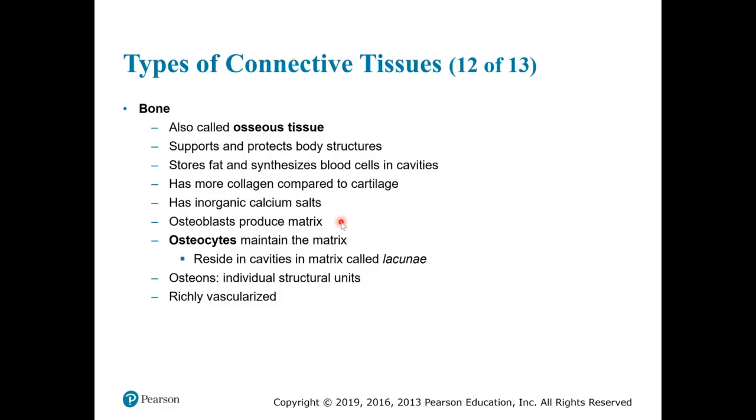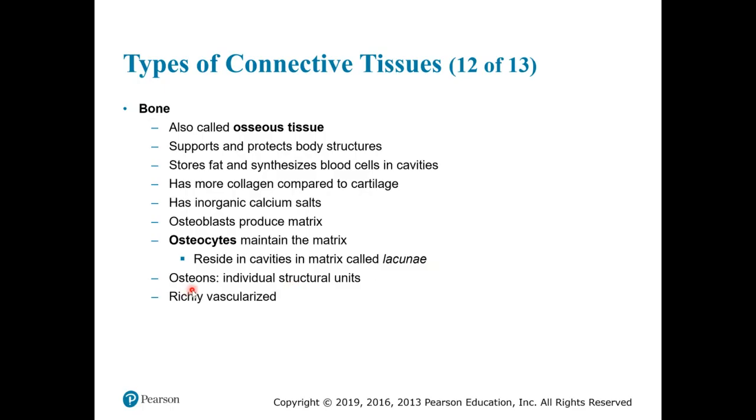Osteoblasts give rise to the background material, these calcium salts, and also the collagen fibers. And then the osteocyte, the mature bone cell, also lives in its cavities called lacunae, but they've got some more worries because they have to take care of their neighbors.